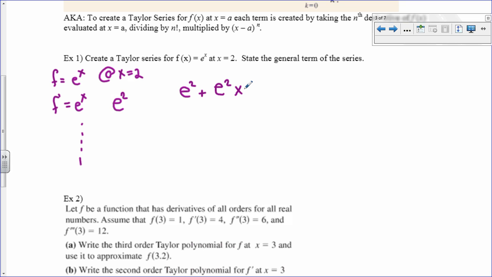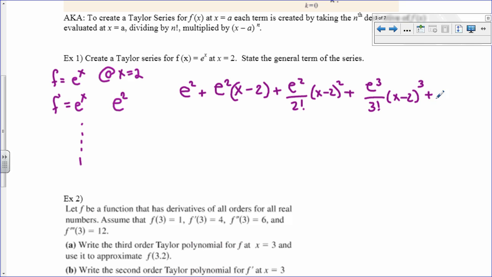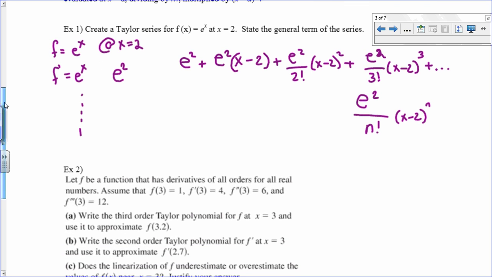But instead of x to the 1 now, it's going to be x minus 2 to the 1, because I'm not centered at 0, I'm centered at 2. Then e squared over 2 factorial x minus 2 squared. And then e squared over 3 factorial x minus 2 cubed. Oops, I meant e squared, not e cubed, pardon me. Then if I want my general term here, it's just going to be e squared over n factorial x minus 2 to the n. And that's it. So everything stays the same as what we did in the other video on MacLaurin, except instead of x to a power, you get x minus 2 to a power, or x minus 4, whatever you happen to be centered at. Okay?